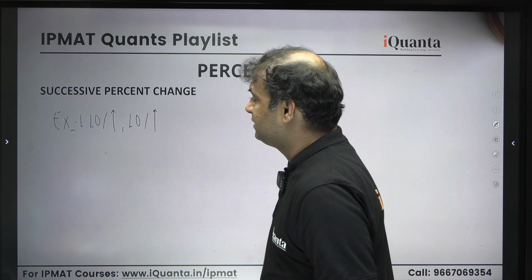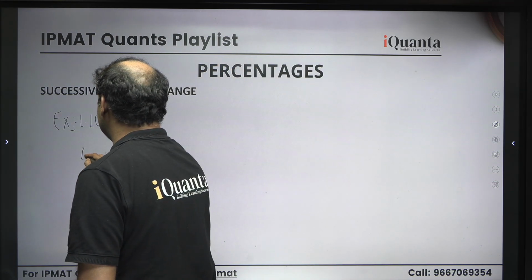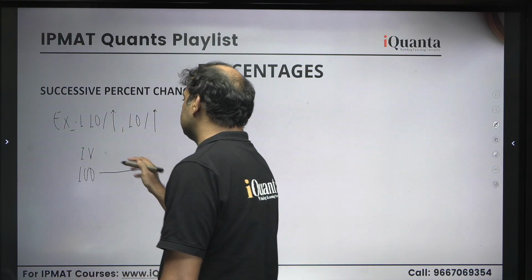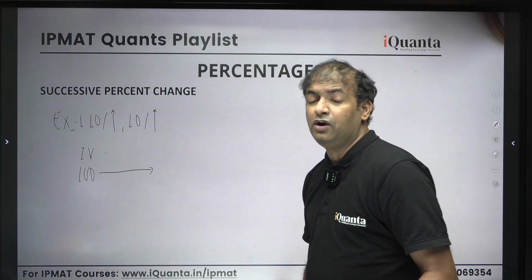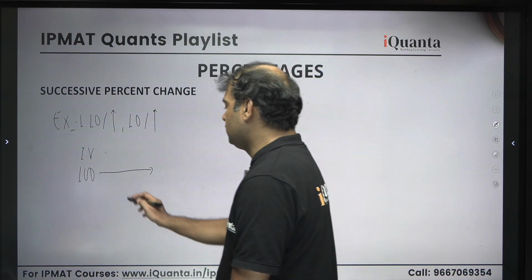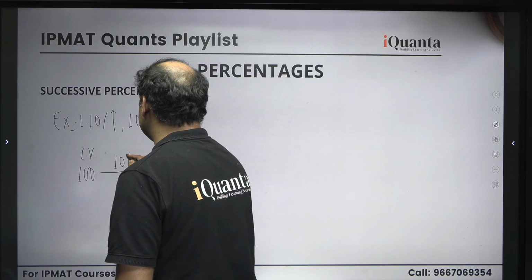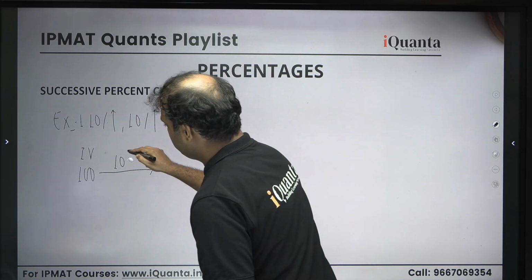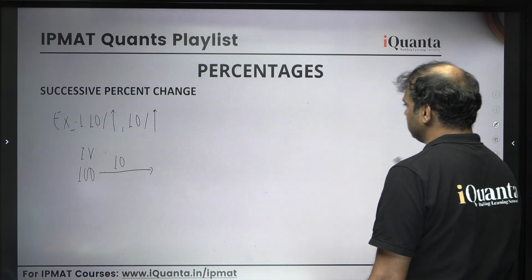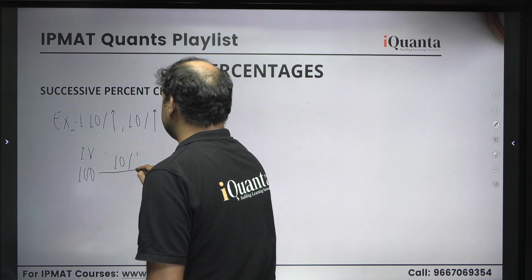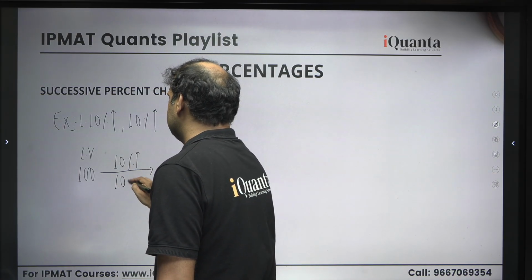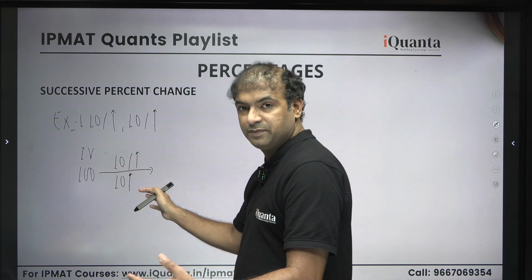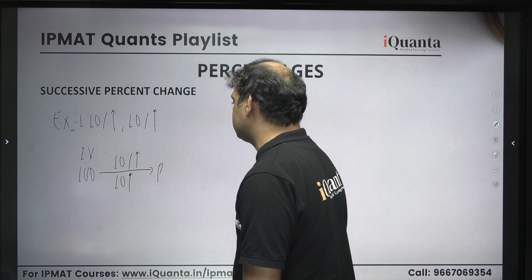Let's say, guys, the initial value is 100. First it is increasing by 10%. So what is 10% of 100? Very obvious, 10% of 100 is 10, right? Okay, let me write 10% as well. So 100 when increased by 10 becomes 110. We can just say that, right?